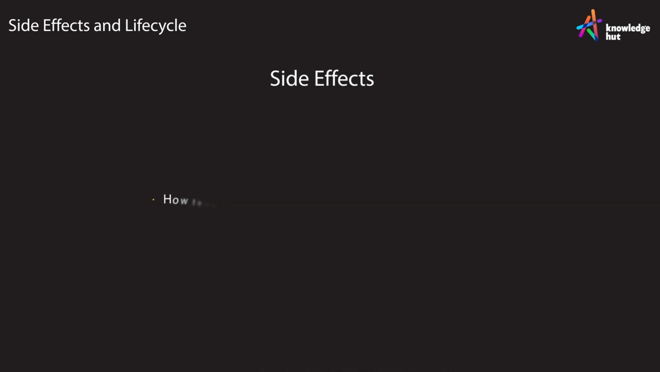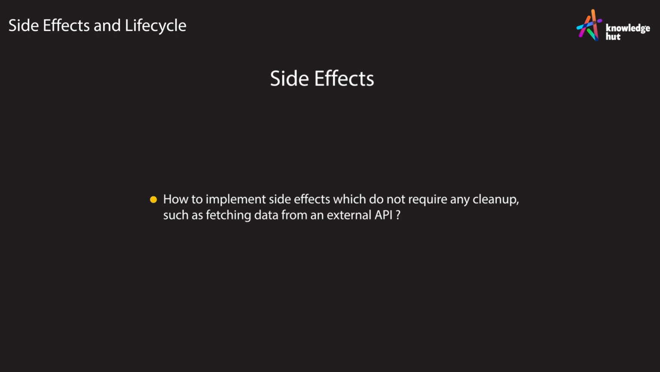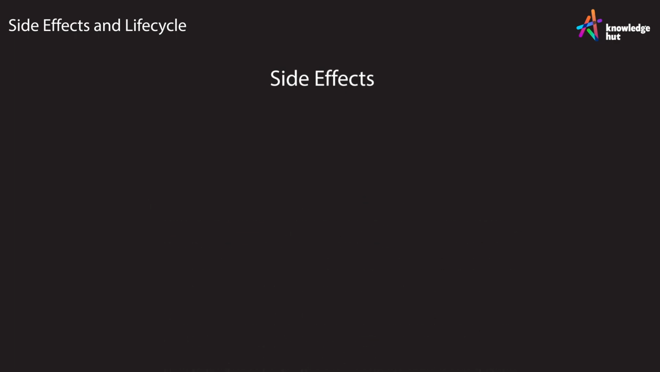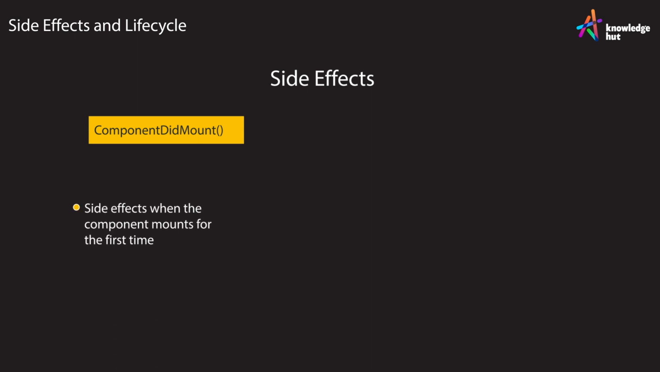So first, let's tackle how we'll implement side effects which do not require any cleanup, such as fetching data from an external API. There are two places where we can perform such side effects in a class component. The componentDidMount function is the most obvious lifecycle method which allows us to perform side effects when the component is mounted for the first time. This way, you can fetch initial data to render. On the other hand, when your component is in the updating phase, such as when data in the props or state change, you can use the componentDidUpdate method for implementing side effects.